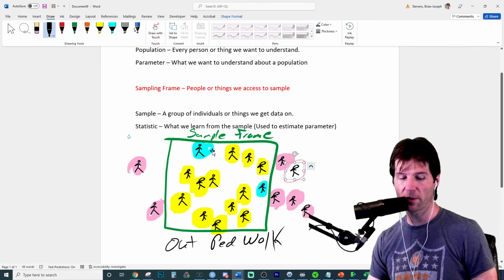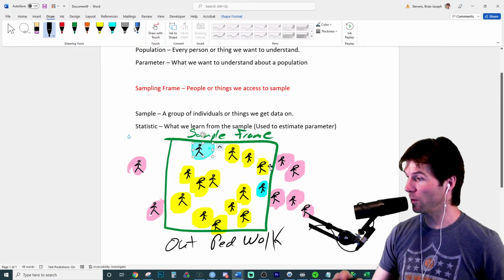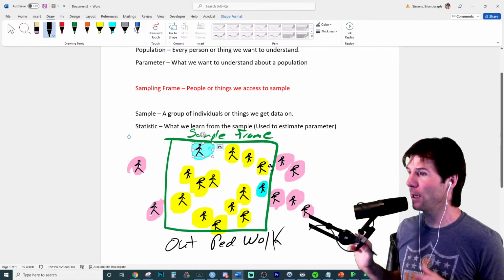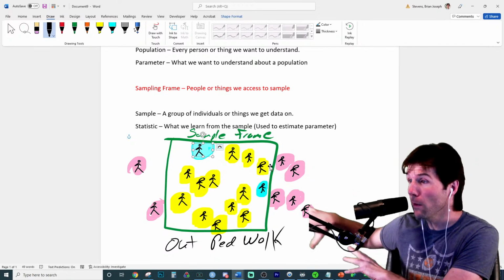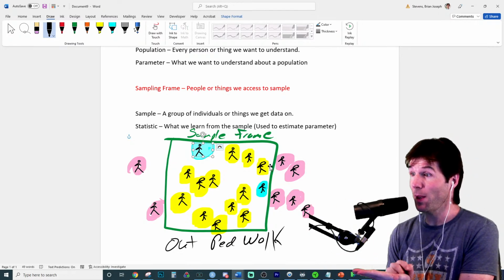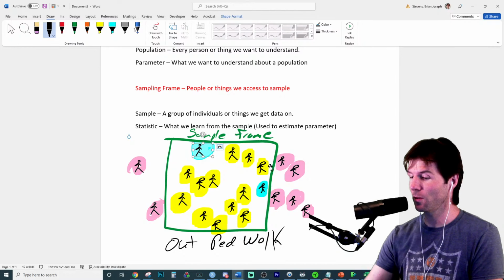It is possible for something to be in your sample frame and for you to not get data. That person could have just been walking by quickly and we'd be like, hey, oh, well, you're busy, just keep going. Or they could have been like, I'm not taking your survey, and be like, okay, non-response bias. Some people didn't want to take our survey.